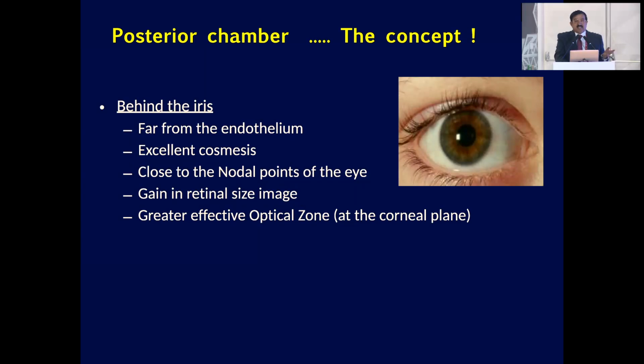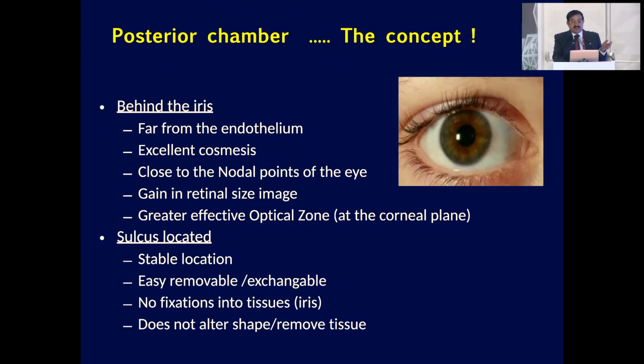Now, it gives excellent cosmesis. You can hardly make out. Of course, if someone is looking through the slit lamp, obviously the central flow opening is definitely visible, and it's close to the nodal point of the eye. There's a gain in the retinal image size, which we all understand from physiology. In these very high diopter segments, say 13, 14, 15, 16, 17, even 20s, the image size becomes better for the patient, and the patient can improve by a line or a line and a half. So it is very effective.